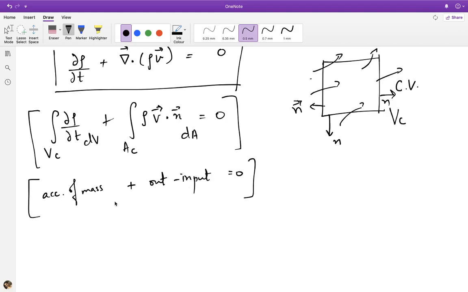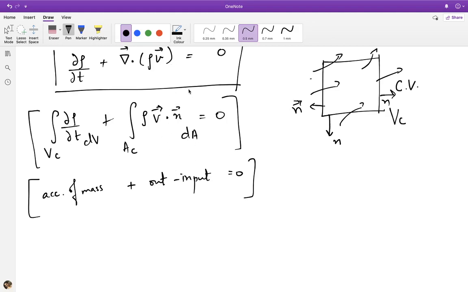So this is nothing but a statement that we could have made earlier, that if we focus attention on a fixed volume, we know that the accumulation of mass is equal to the input minus output. So you can see that we could have attained the same partial differential equation if we had chosen a fixed control volume, applied this principle of accumulation equals input minus output, written it in terms of volume and surface integrals, and then used the divergence theorem.